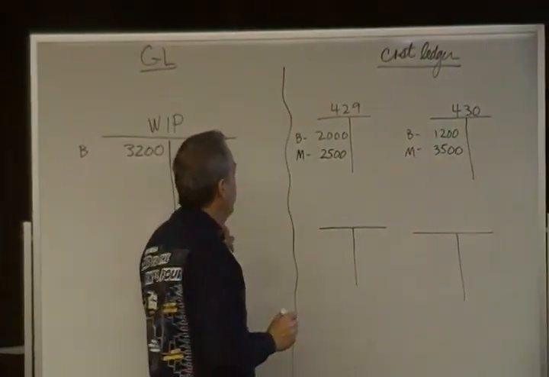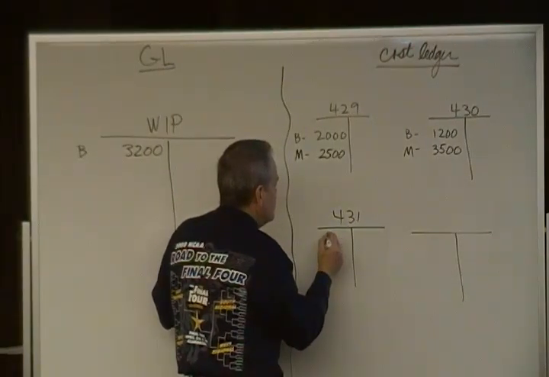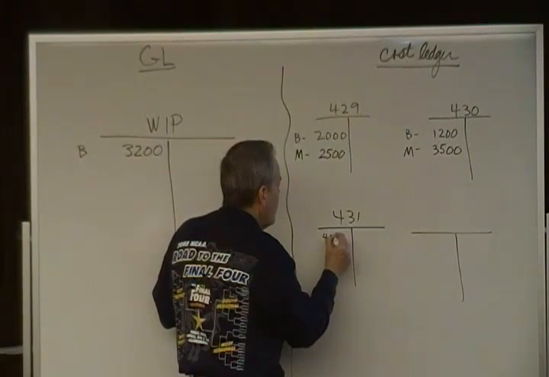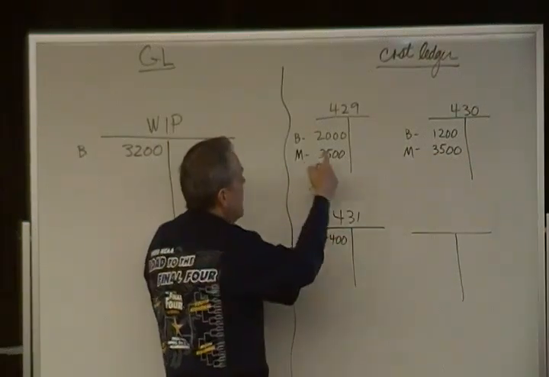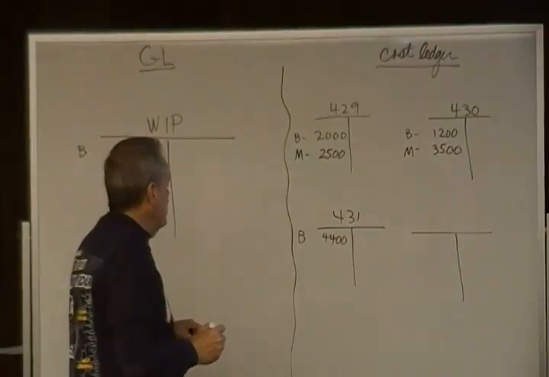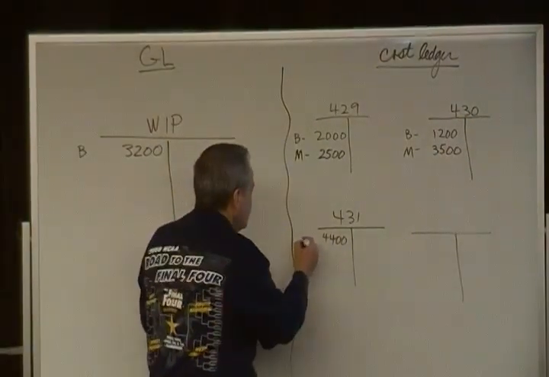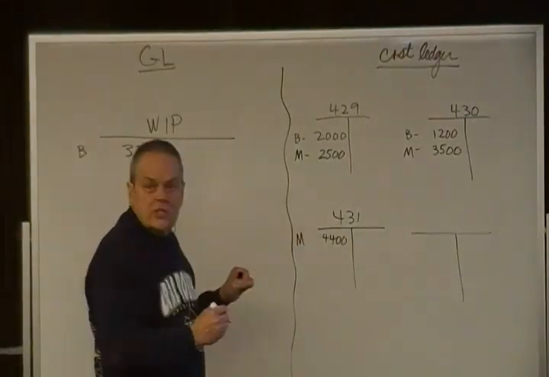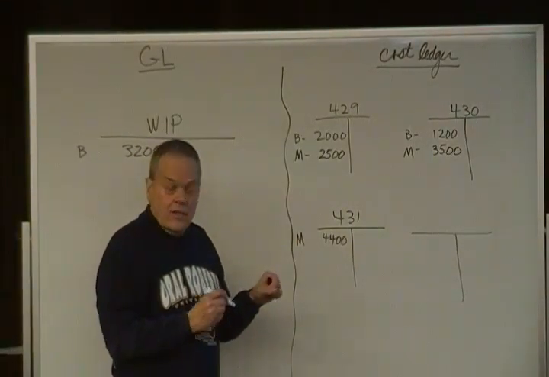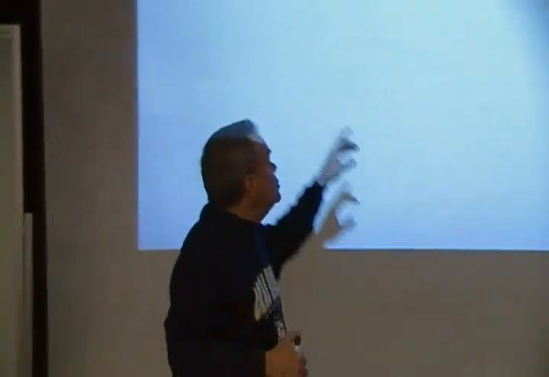Then what happened, Whit? On 431, we got 4,400. 431, how much? 4,400. I regret now putting that little dash beside those because they look like minus signs and they're not. They're just dashes. And that was materials I just posted to that. Materials, 4,400 in job 431. Is that it? That's it. The cost that went into specific jobs totaled $10,400. You debited work in process for that number.